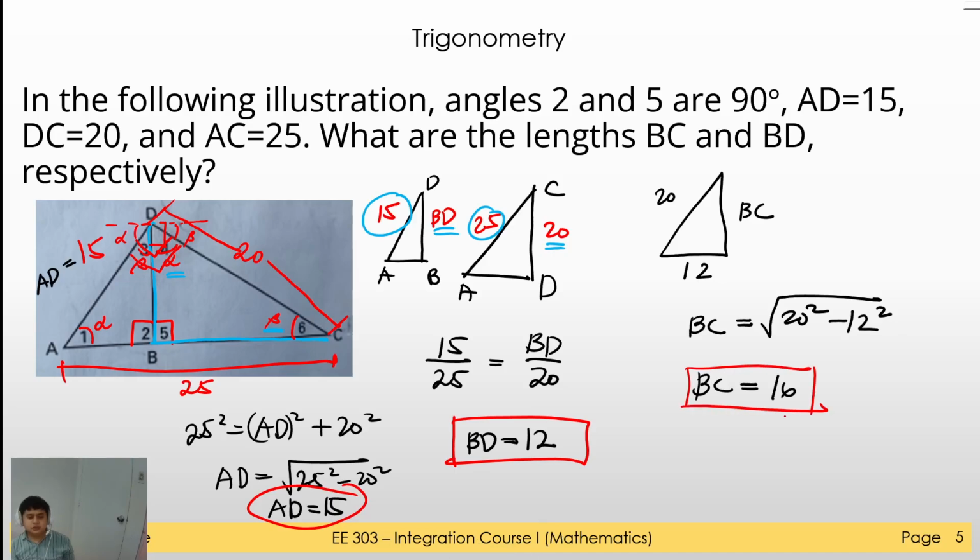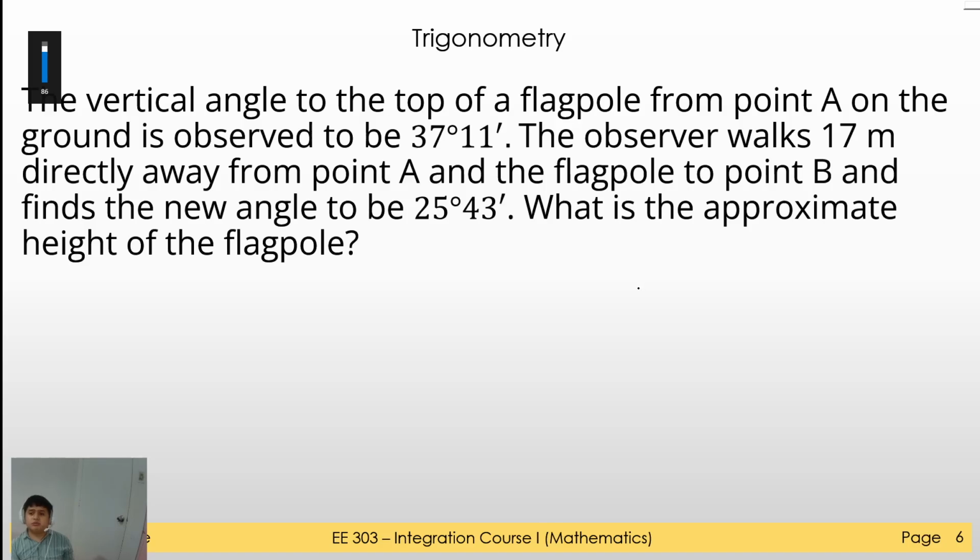Okay, that's it. Next one: a vertical angle at the top of the flagpole from point A on the ground is observed to be 37 degrees, 11 minutes. The observer walks 17 meters directly away from point A, toward point B, and finds the new angle to be 25 degrees, 43 minutes. So what is the approximate height of the flagpole? How do we do this now?